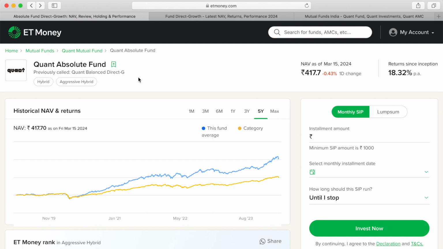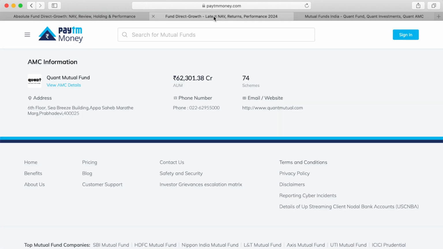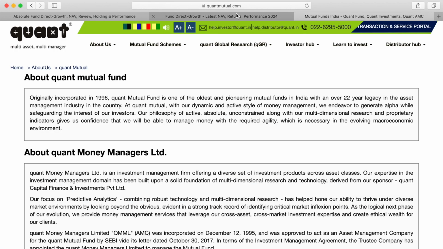Before we go ahead with further review, let us first understand the information about Quant AMC. This AMC was launched in the year 1996 and the total asset under management is around 62,301 crore. There are more than 74 different varieties of mutual fund schemes being offered. The official website of this mutual fund house is quantmutual.com. I will provide all these links in the description of this video.